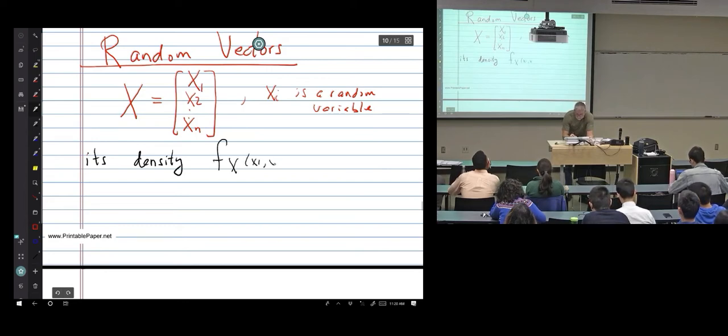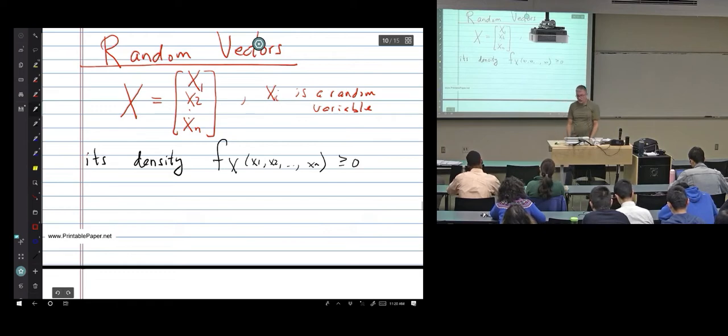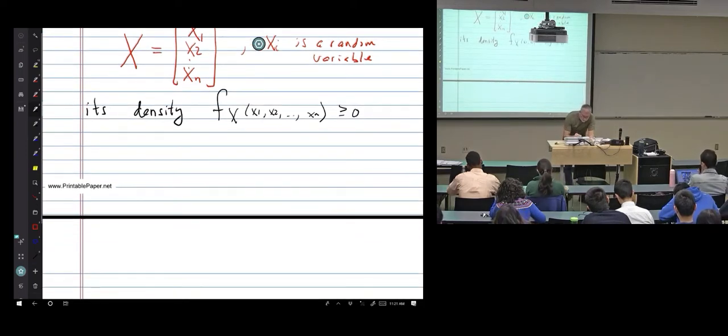Now depends on little x1, little x2, and little xn. At each point, this is an infinitesimal probability, and the probabilities cannot be negative, so they're non-negative numbers. And then to add up all of the probabilities, you have an iterated integral.